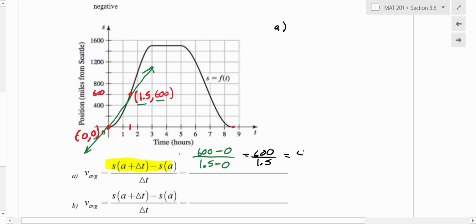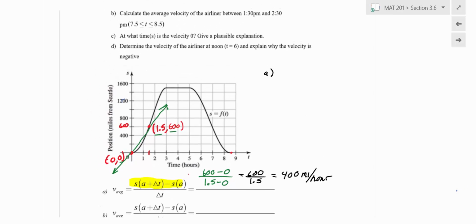If you work that on the calculator, you're going to get 400, I think that's miles per hour. So that is the average velocity from that point in time. Okay, does that make sense to everybody? It's not hard, it's just doing a slope like we've learned. Now let's see what this second question is.